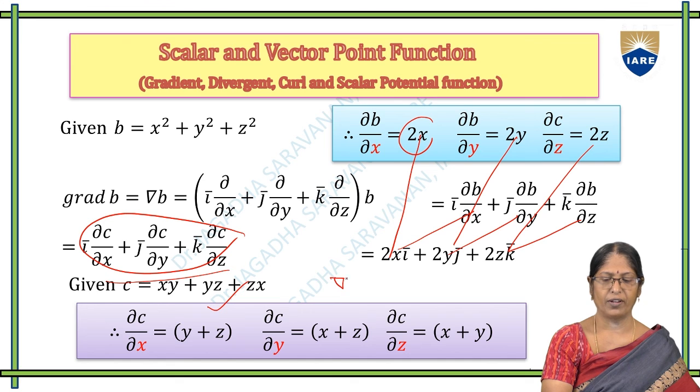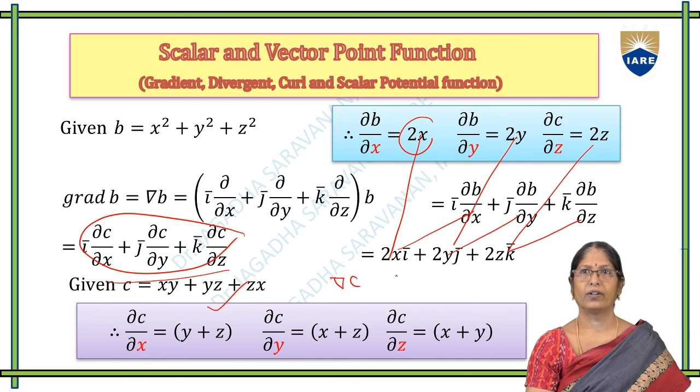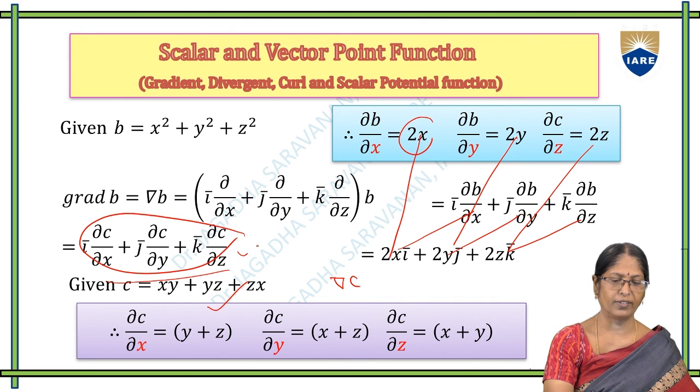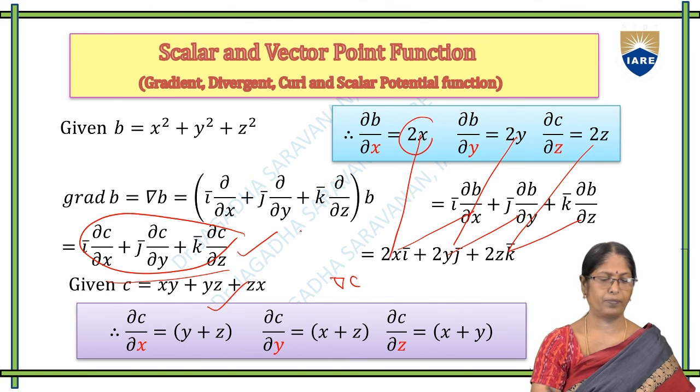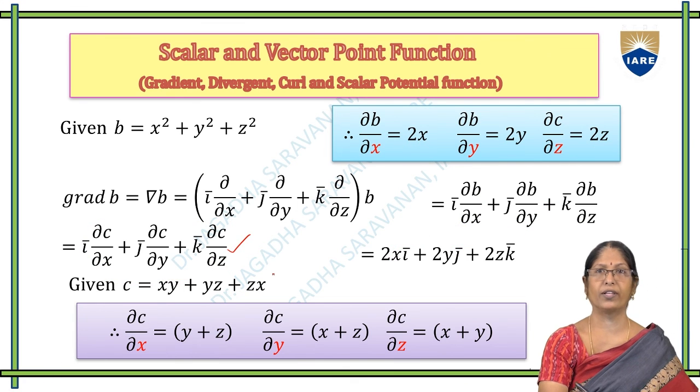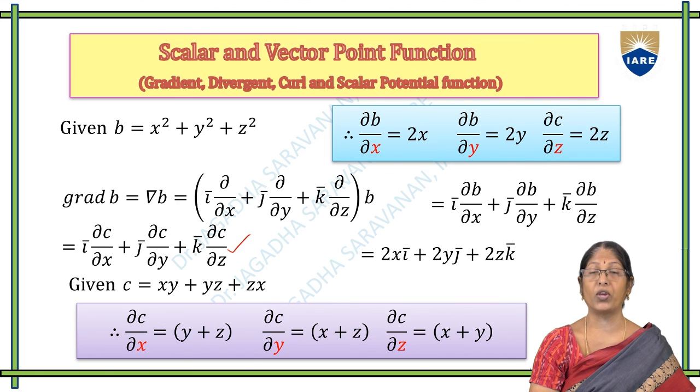We are finding grad C. C we will take inside. After taking inside, this is the step we got. Actually, it is placed before itself. That is i into ∂C/∂x plus j into ∂C/∂y plus k into ∂C/∂z.